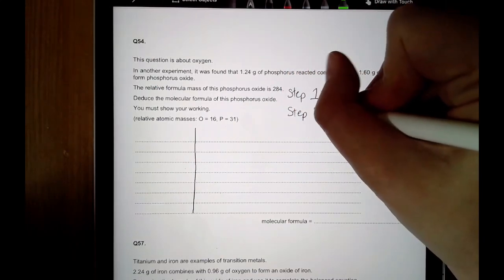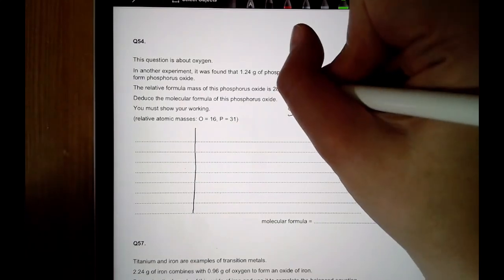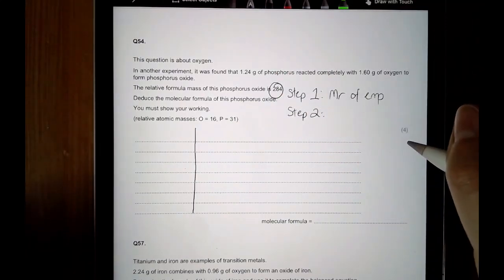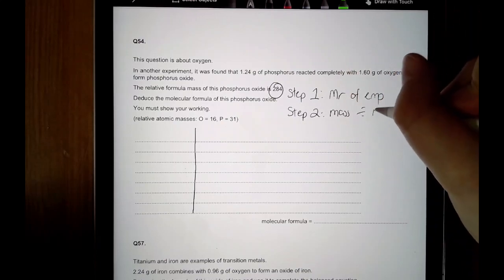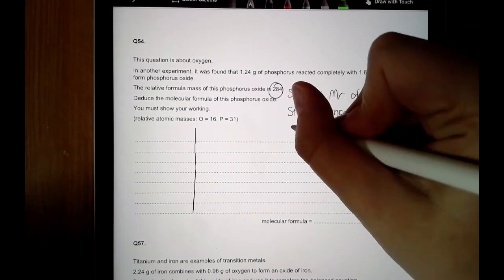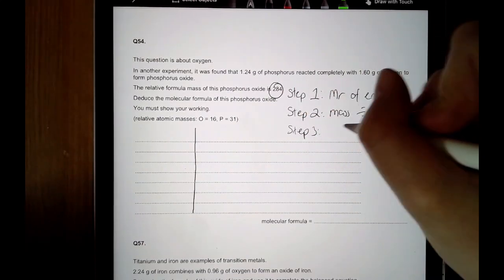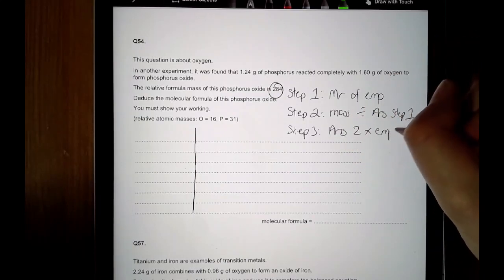Step 2 is to take the mass that's given to you in the question, in which case here it gets 284, and divide that by your answer to step 1. And in step 3, you'll take your answer to step 2 and multiply it by the empirical formula.